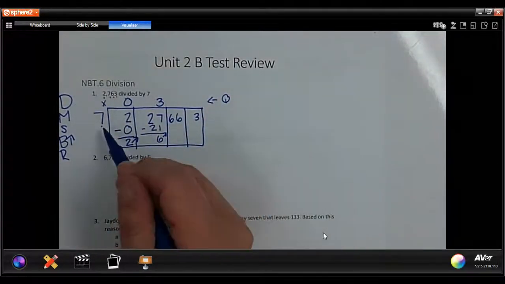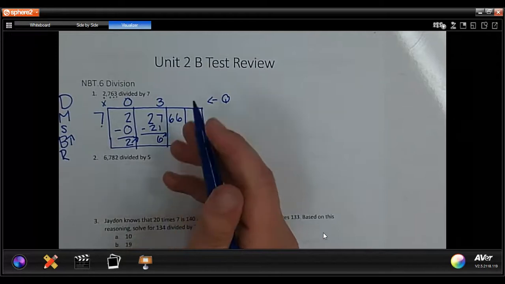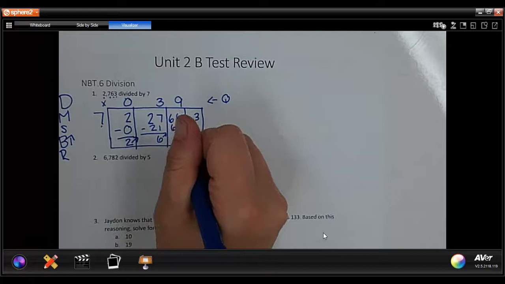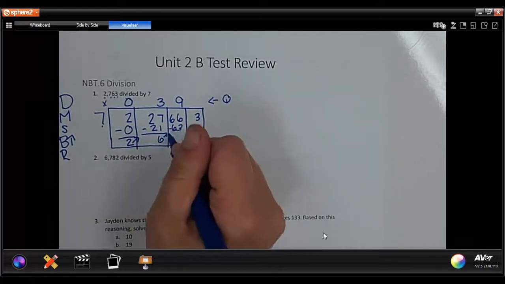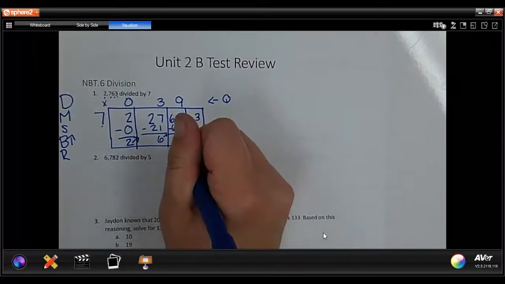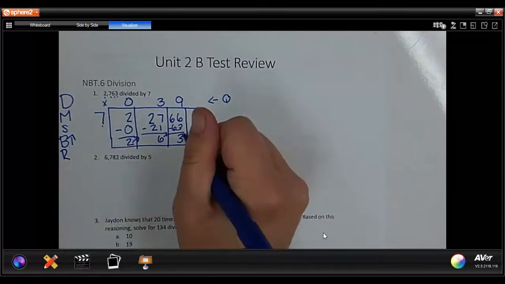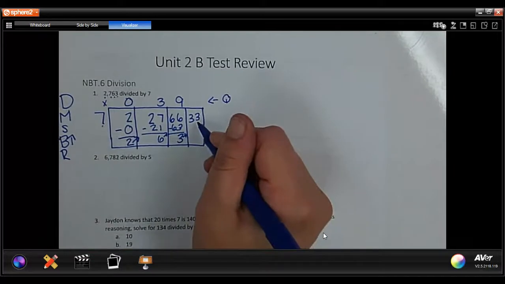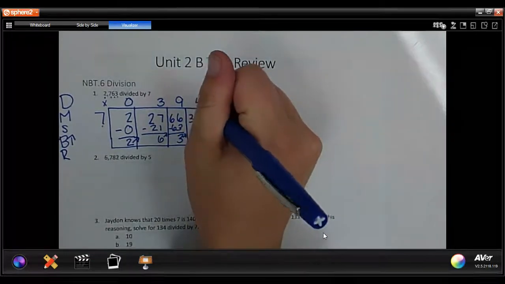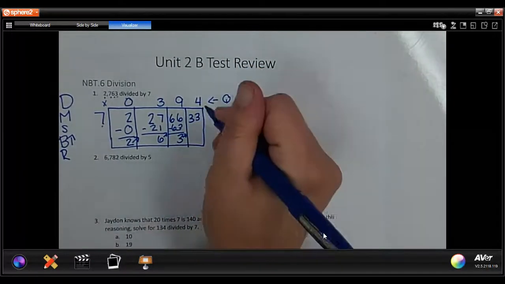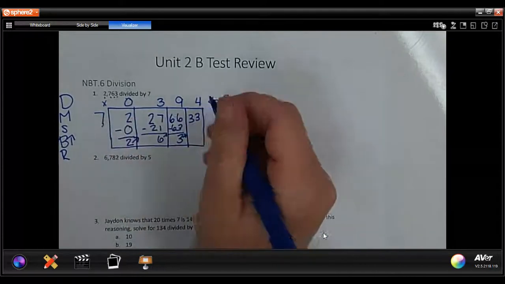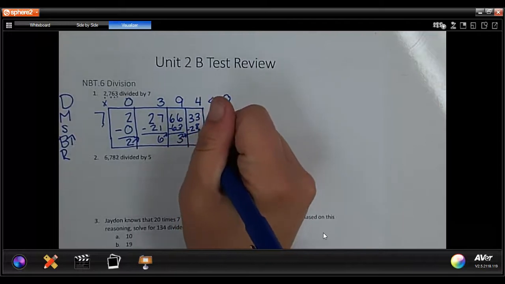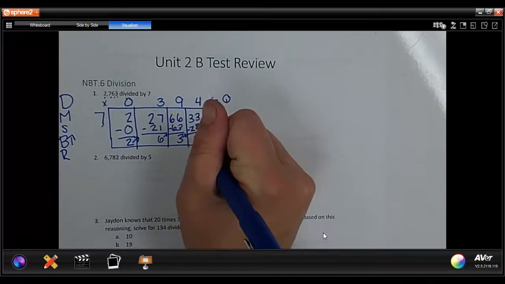Repeat, back up to divide. 7 goes into 66 9 times. 7 times 9 is 63. Subtract. 66 and 63 will give me 3. Bring up 3. Repeat. 7 divided into 33. 7 goes into 33 4 times. 7 times 4 is 28. And 33 minus 28 is 5.